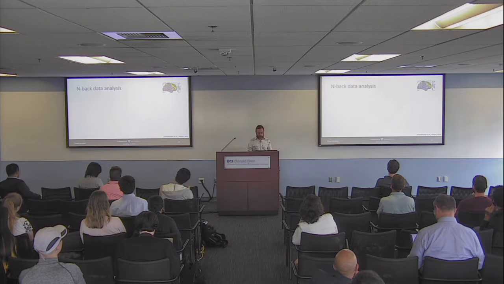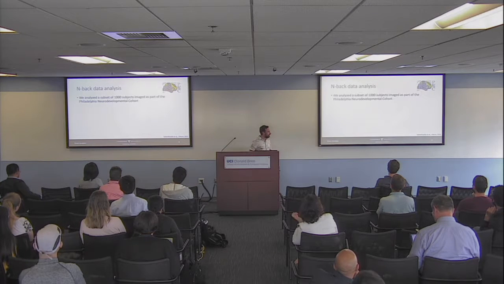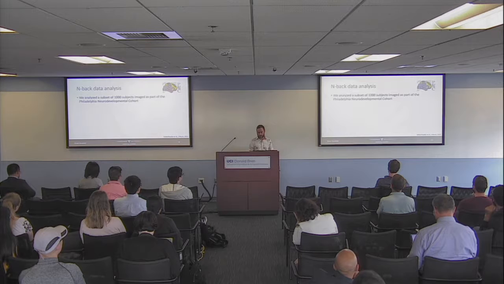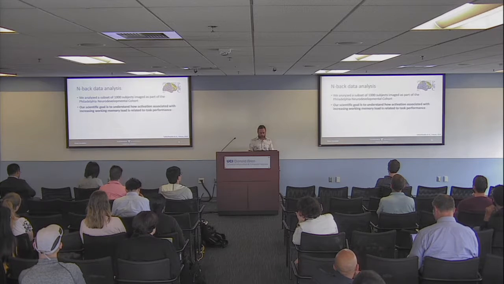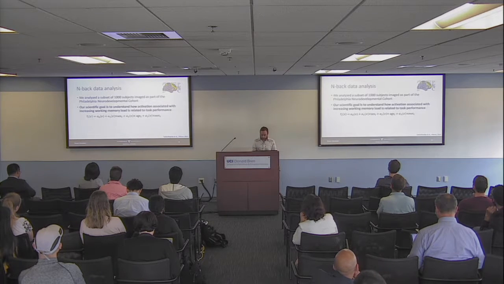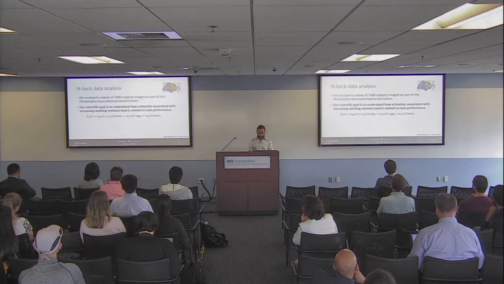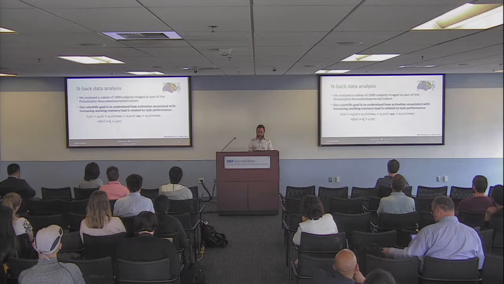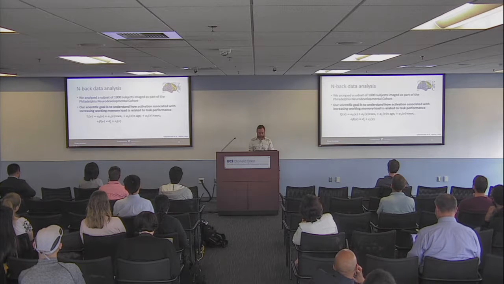So to go back to the NBAC data, we are looking at a subset of 1,000 subjects imaged as part of the PNC. This is work I did partially at Penn and Vanderbilt. Our goal here was to understand how activation associated with increasing working memory load is related to task performance. In this model, we fit our 2-minus-0-back condition as a function of covariates that we're not interested in, and then beta is our covariate of interest, d prime is our measure of task performance.